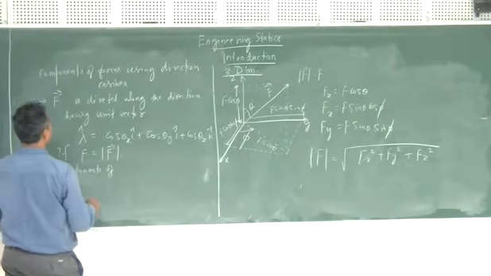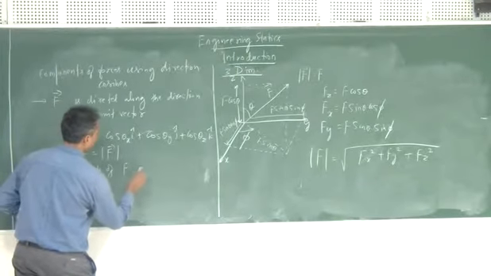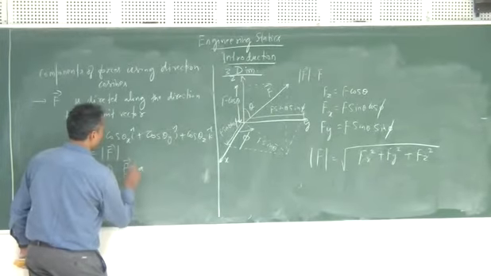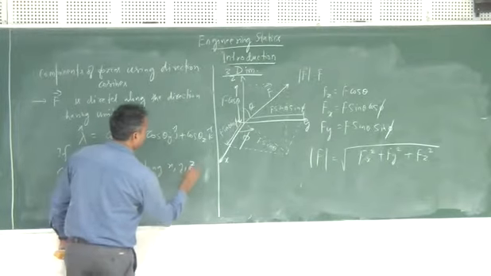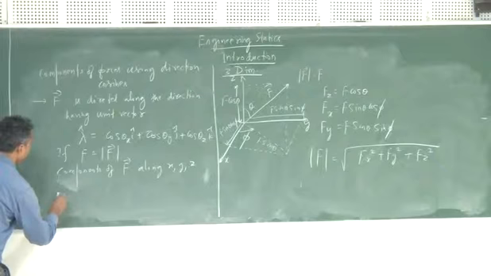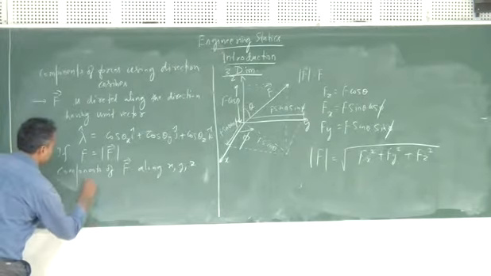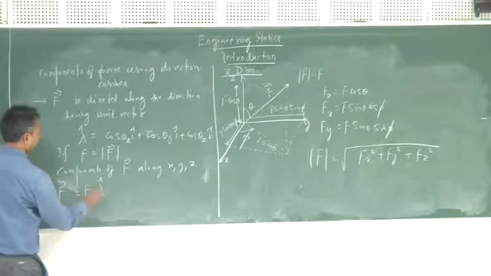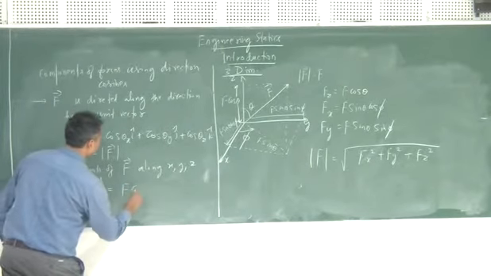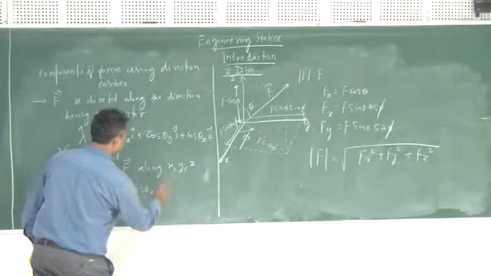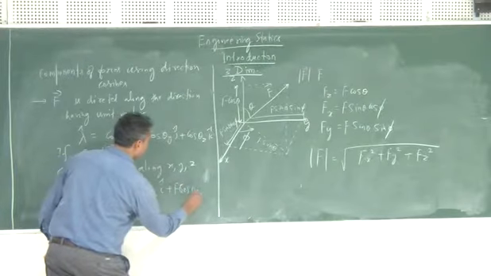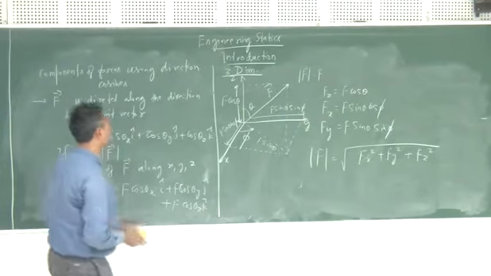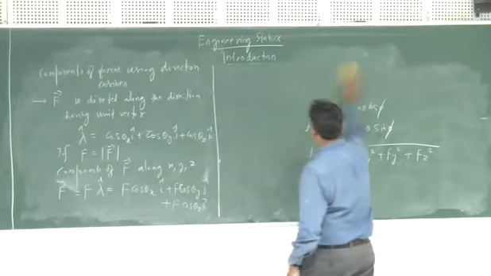the components of F along x, y, and z directions are given by simply F times lambda cap. Okay, so it means that this will be F cos theta x i plus F cos theta y j plus F cos theta z k. But what are these theta x, theta y, theta z?